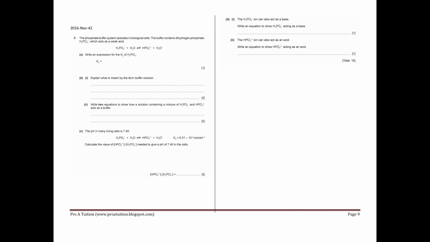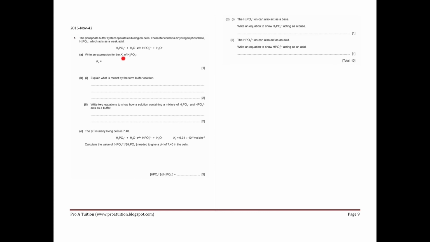Okay, so let's look at these questions. The phosphate buffer system operates in biological cells. The buffer contains dihydrogen phosphate, H2PO4-, which acts as a weak acid. So H2PO4- reacts with water, becomes HPO4 2- plus H3O+. This is the equilibrium equation. Write an expression for the Ka of H2PO4-.